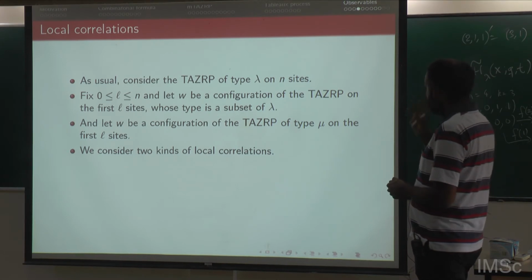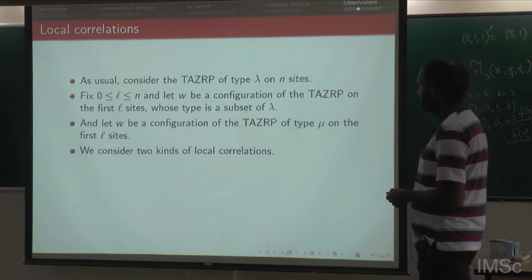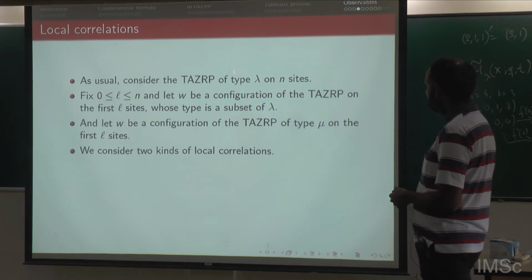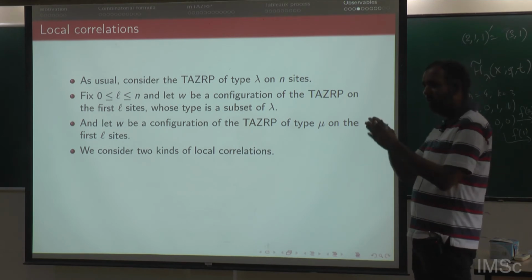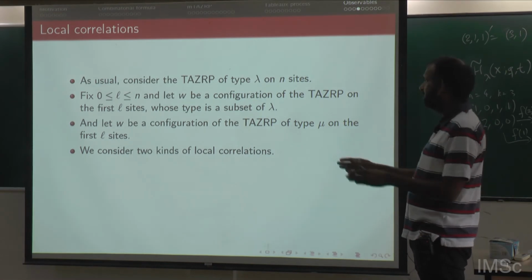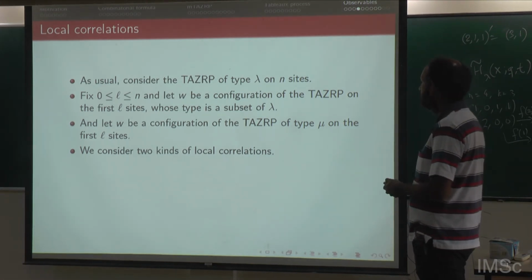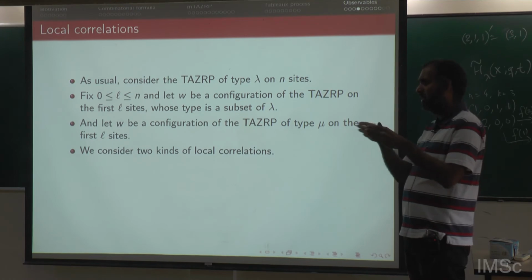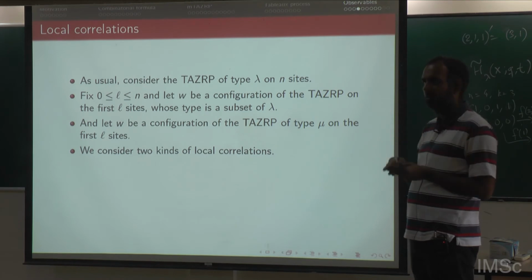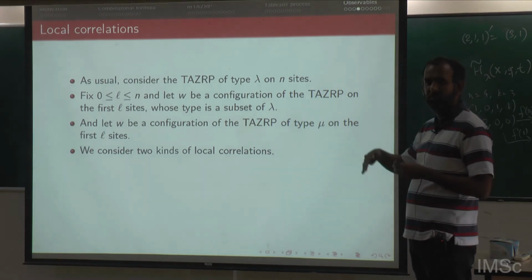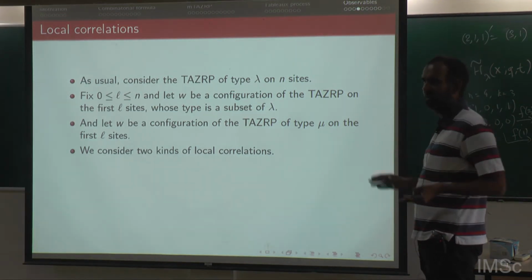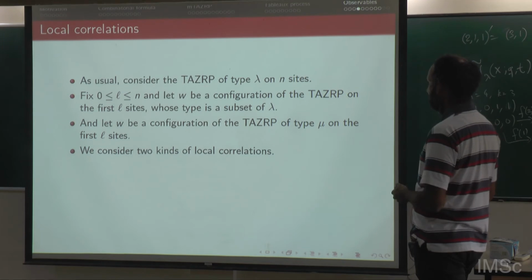So the other result we have is about local correlations. Suppose you are, as usual, considering the TAZRP of type lambda on n sites, and now you fix a small l number of sites. You fix some small l, and you fix some content in that. So W is the configuration where certain subspecies of particles sit. Let's say if lambda has 5 ones and 4 twos, maybe we want W to be 2 ones and 1 two in the first two sites. Whatever, you can prescribe whatever you like.